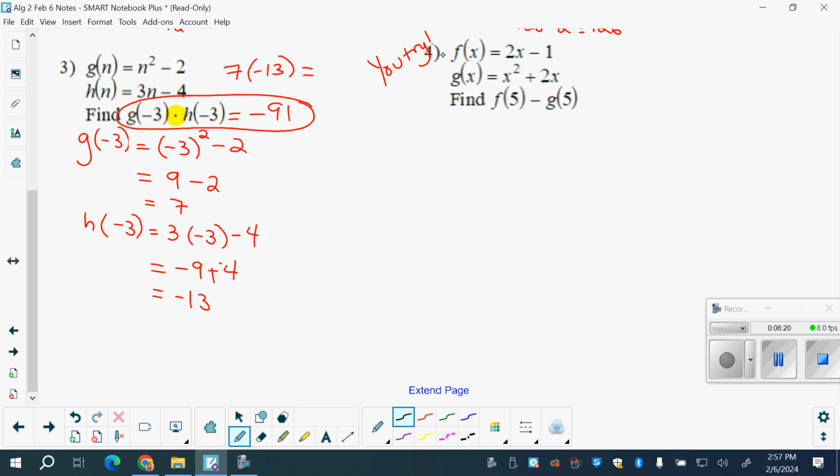That part is right. Double check again what that answer would be. And make sure you go in the right order because it has the f of 5 first on this.